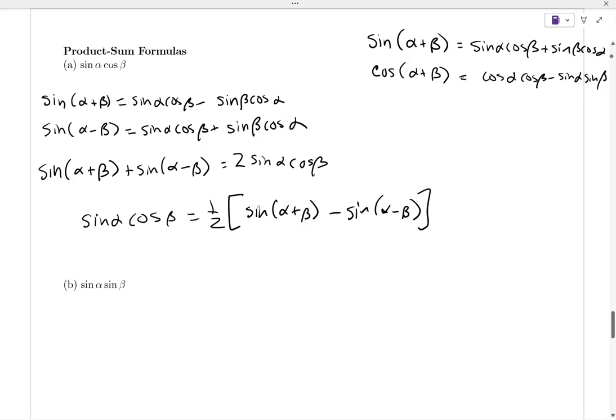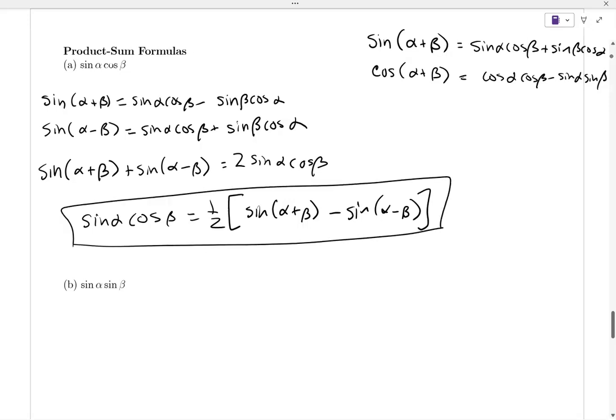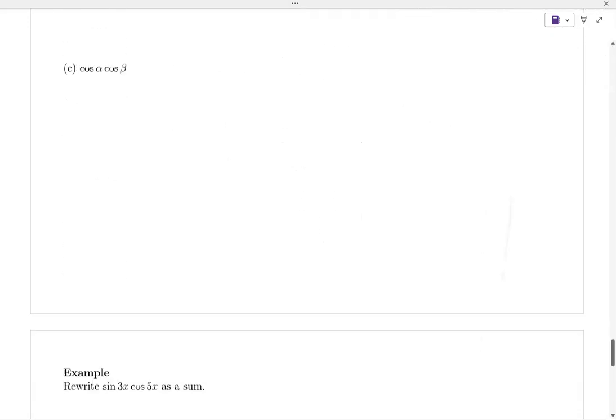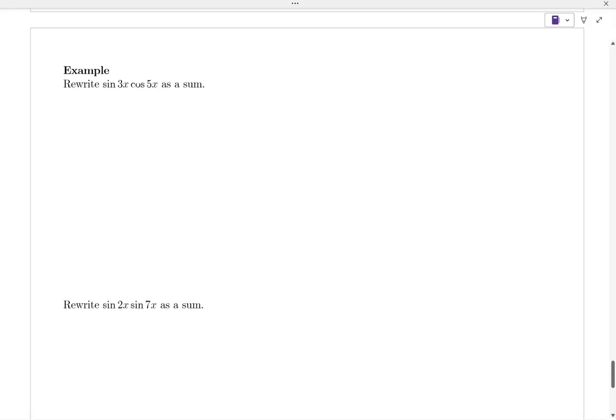All right. So that is our product to sum formula for that combination of sine and cosine. So let's do an example with that. I should have an example on the next page with that. And then we'll come back and do the other ones. So this one asks us to rewrite sine of 3x cosine of 5x as a sum. So we've got that mixed sine cosine piece, right? So that's going to use the formula that we just came up with. So this is our alpha and this is our beta.